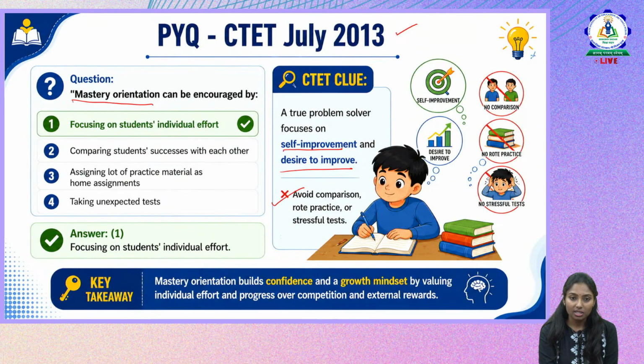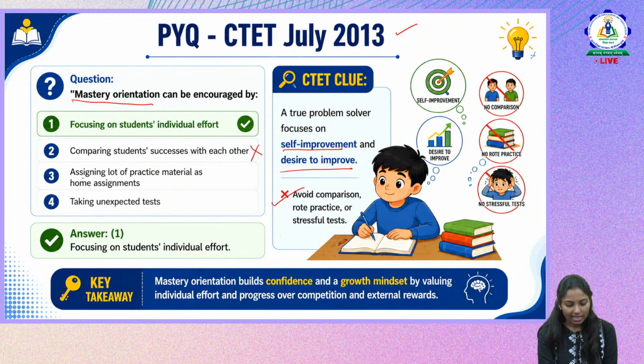So how can this mastery orientation be encouraged? That is, focus on students' individual effort. That can be done. Next option also we'll see. Okay, comparing student success with others, which we should not do. Just now we have discussed that we should not compare anyone's student success with each other. That is not mastery orientation.